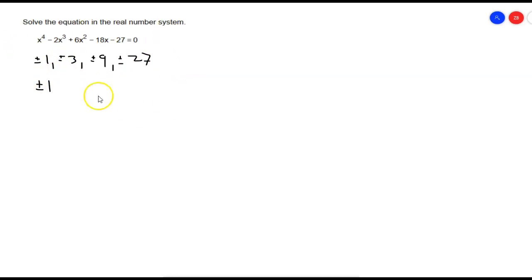So if there are any real rational zeros in this function, it's going to be one of these numbers divided by one of those numbers. And since this is 1, we can just really look at all of these values here. Plus or minus 1, plus or minus 3, plus or minus 9, and plus or minus 27.